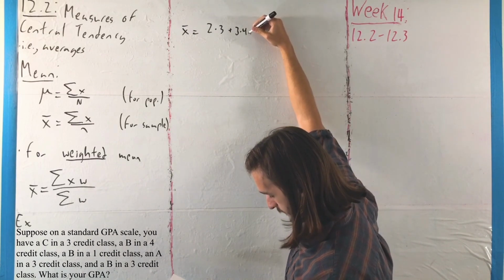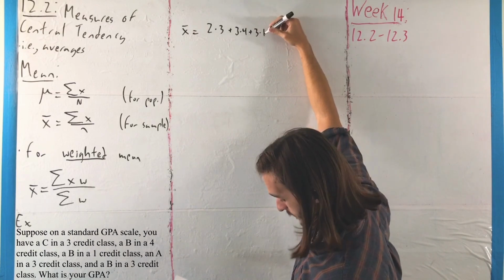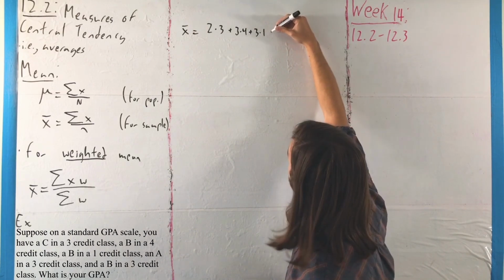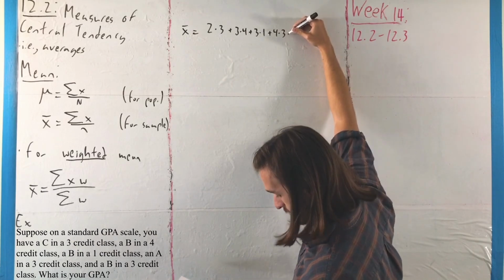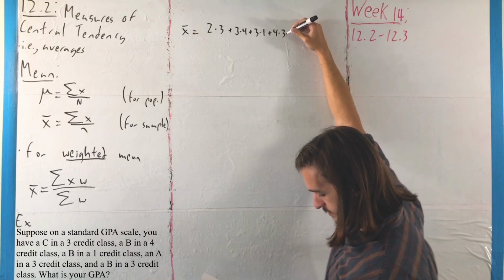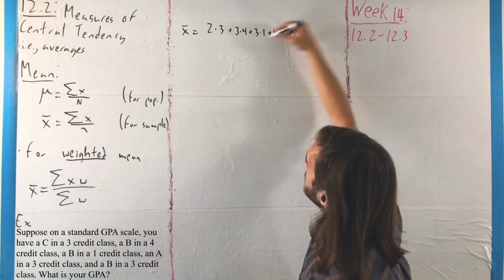Then we have for the B in the 1-credit class, that is a 3 worth 1 point. Then we have an A in a 3-credit class, that's a 4 worth 3 points. And finally, we have a B in a 3-credit class, which is a 3 worth 3.